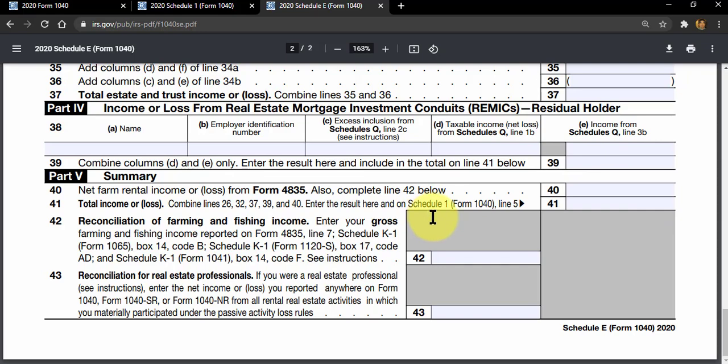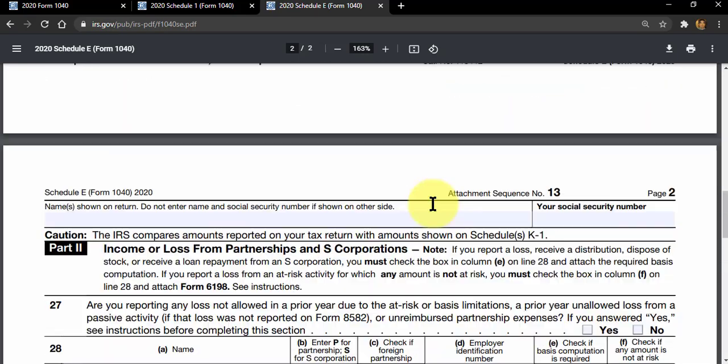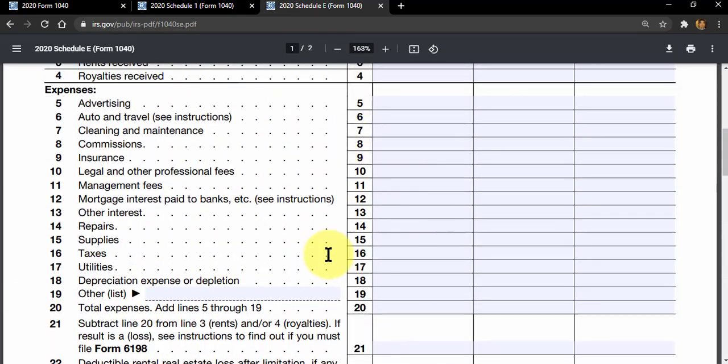Okay, so that's it for this first video. So continue into the second video and we'll talk about when there are some restrictions in deducting these expenses here for rental real estate.